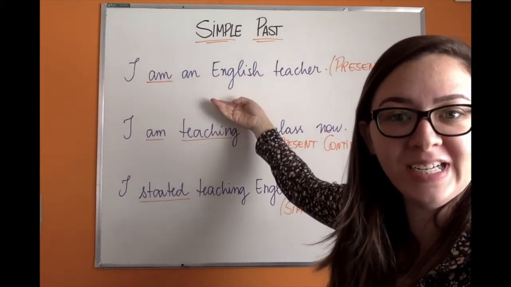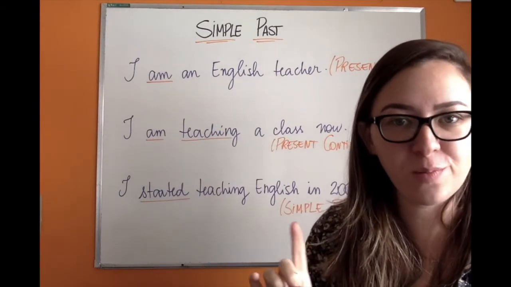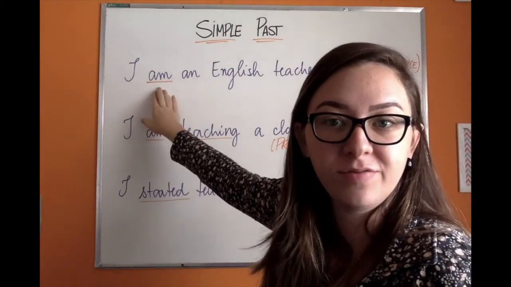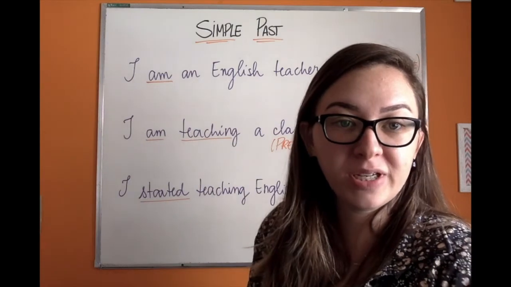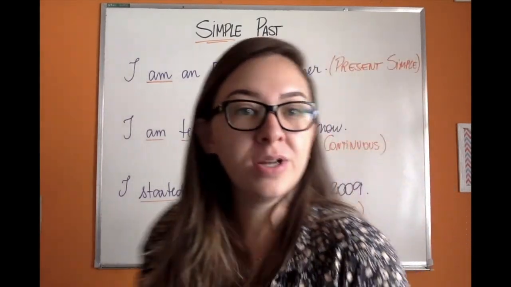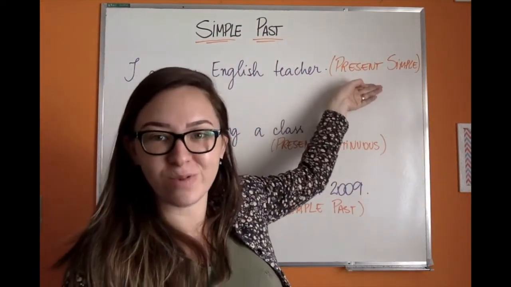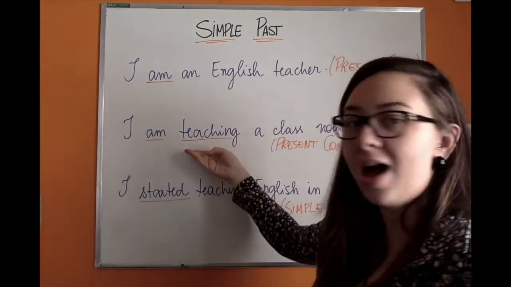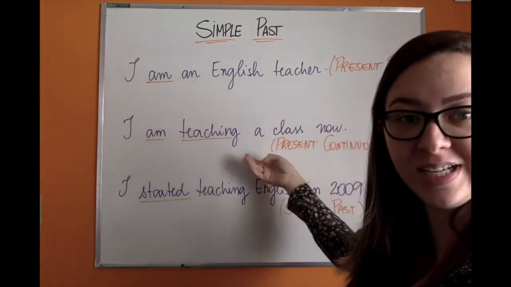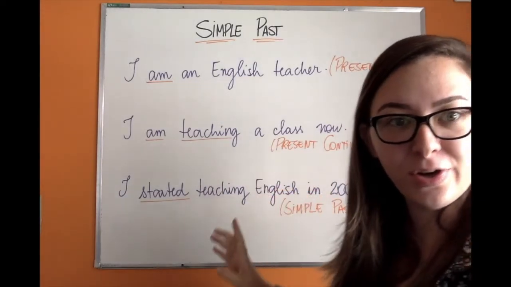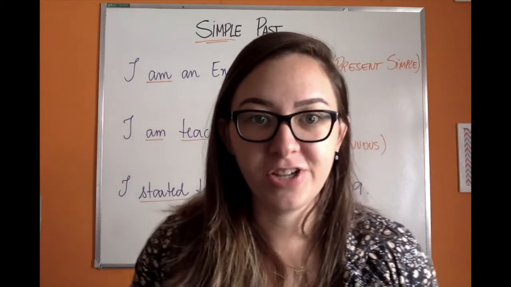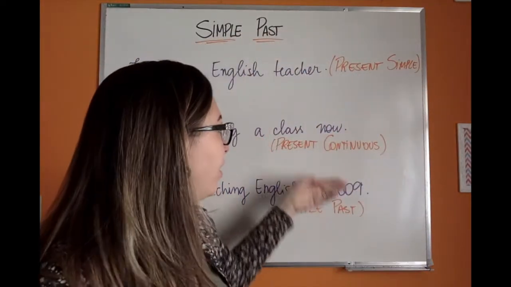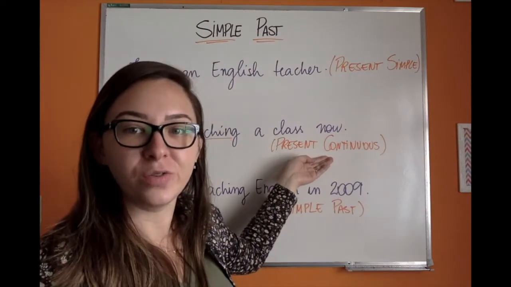"I am an English teacher" is the first example. Our verb in this sentence is the verb to be, and the verb to be is in the simple present form. So the verb tense is the simple present. Sentence 2. "I am teaching a class now." Actions that are taking place at the moment of speaking are in the present continuous.